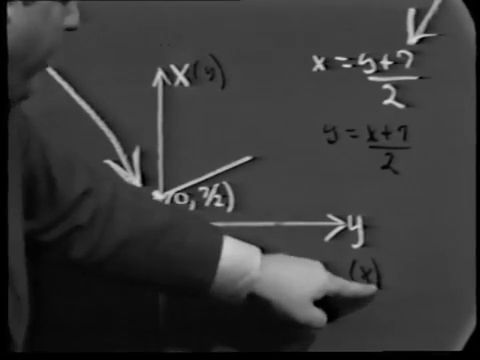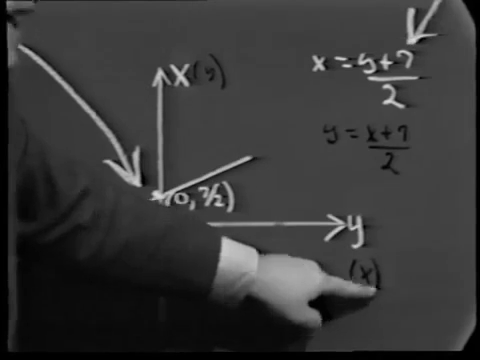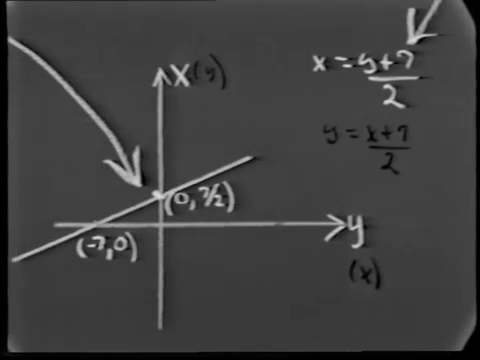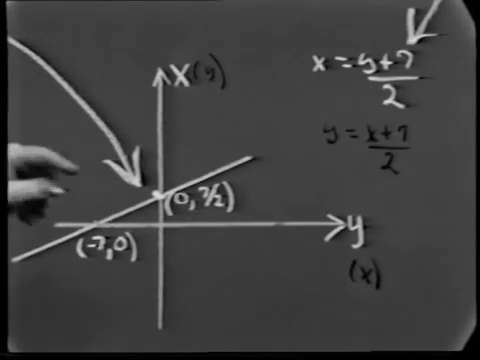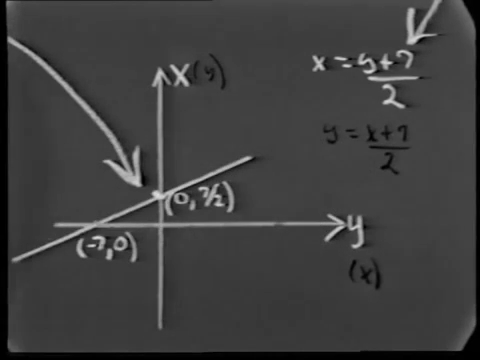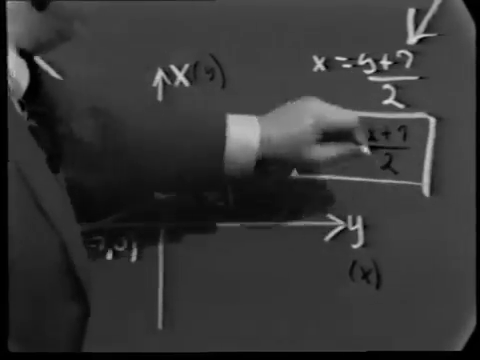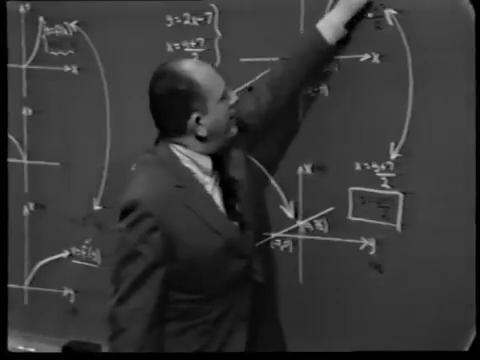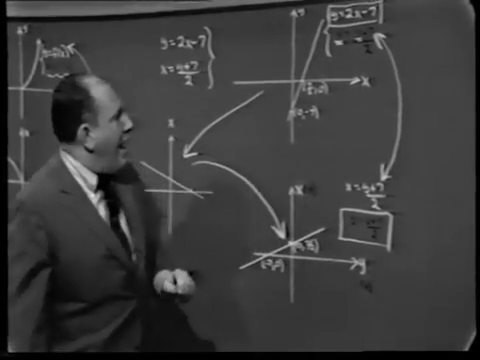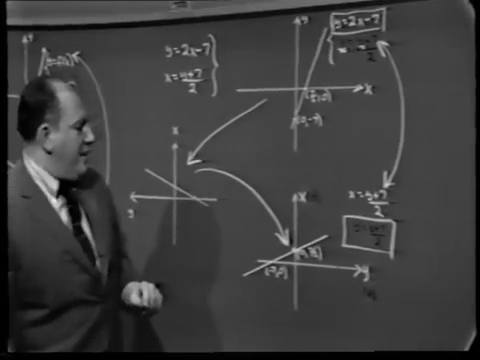Again, if we now say, okay, let's rename this the x-axis, let's rename this the y-axis, then this becomes what? y equals x plus 7 over 2. It's in this sense that we say these two equations are inverses of one another.